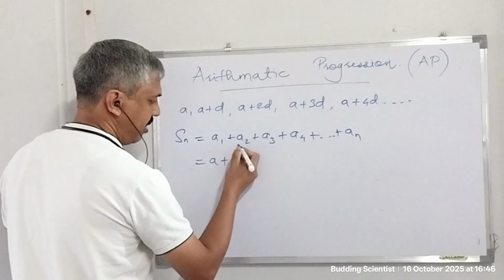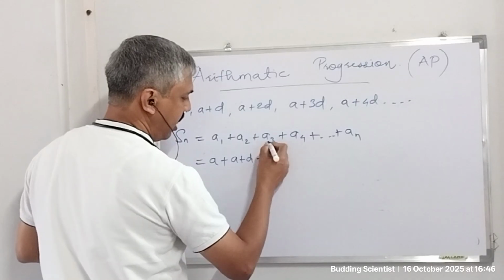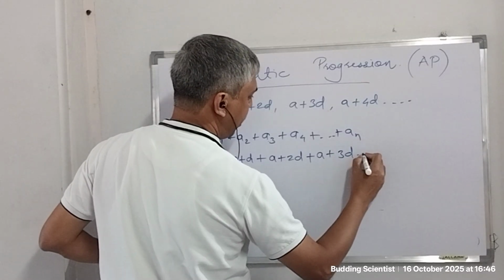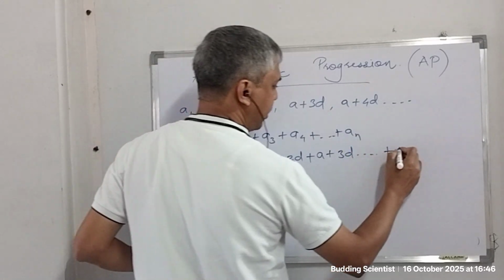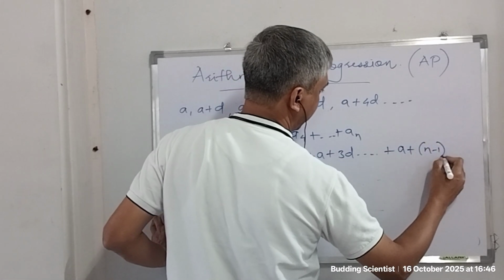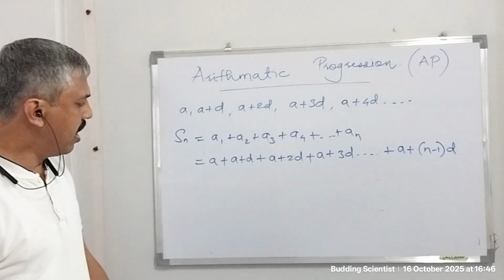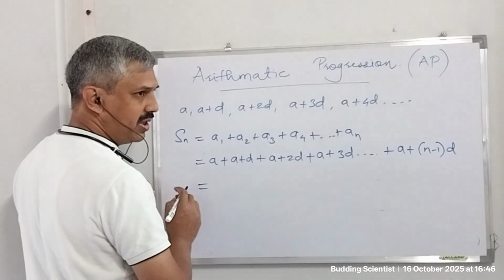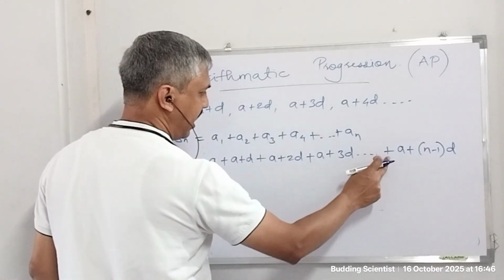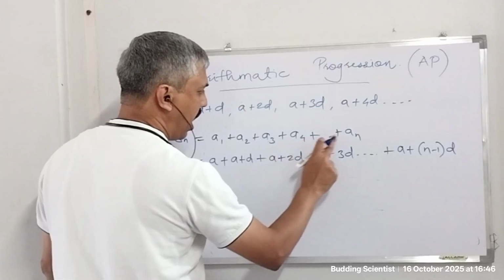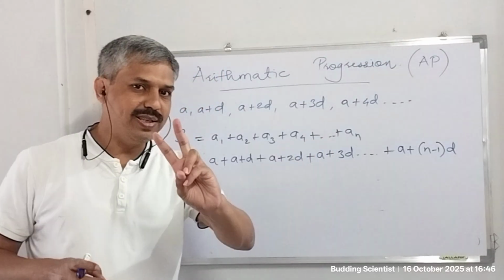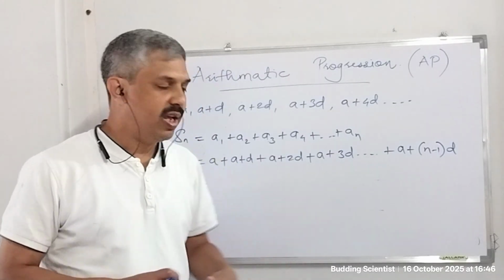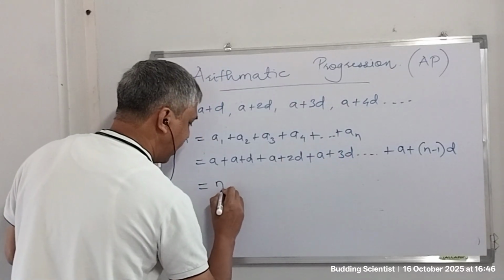a1 is a, a2 is a plus d, a3 is a plus 2d, a4 is a plus 3d, and dot dot dot, an is a plus n minus 1 into d. Here a all can be taken on one side. So a plus a plus a plus a plus a. How many times? 1, 2, 3, 4 up to n times. If I add twice, I get 2a. If I add 3 times, I get 3a. If I add a 4 times, I get 4a. If I add a n times, I will get na.